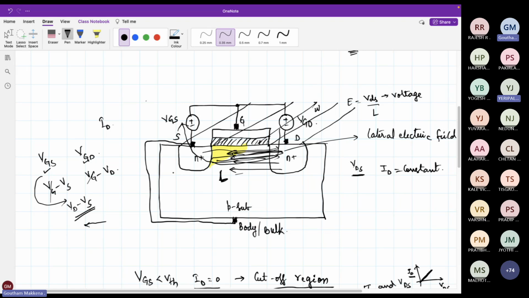It is a very simplistic explanation, and what I told is maybe only applicable to long channel devices. MOSFET is a three-dimensional structure, and there is very complex physics that goes behind it.